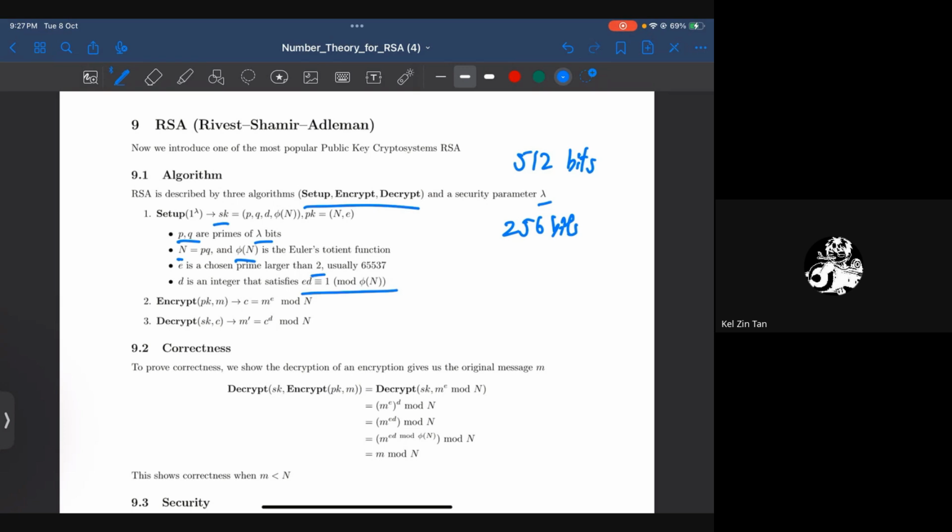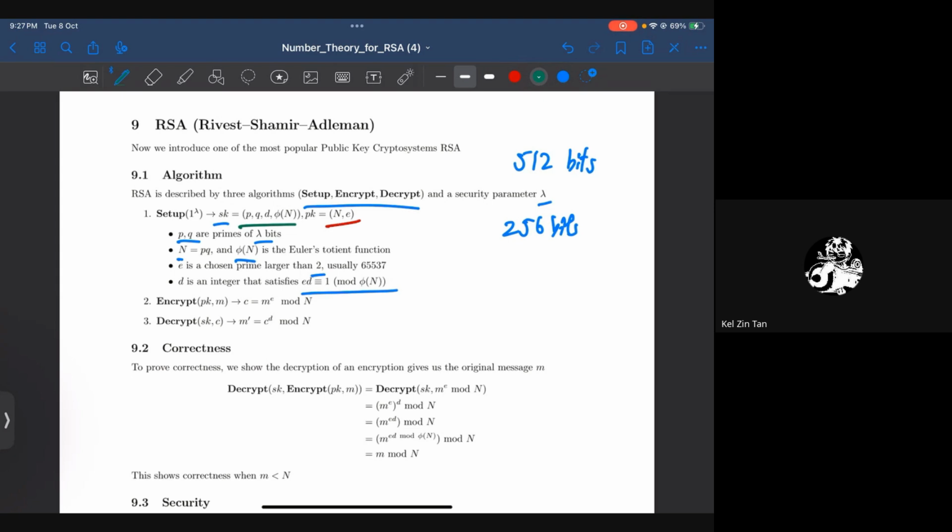So the public parameter is this thing, and then the private parameter is this: p, q, d, and phi of n.